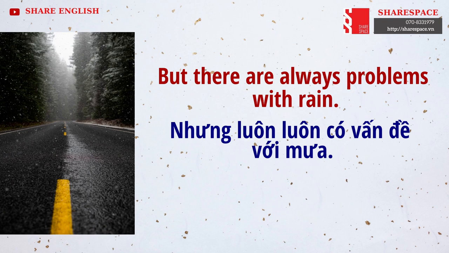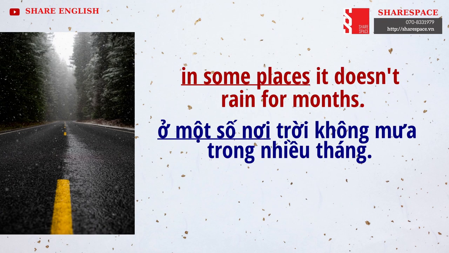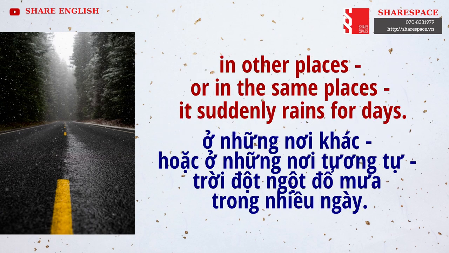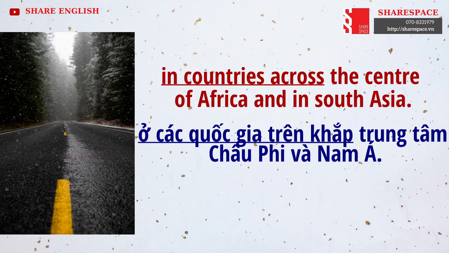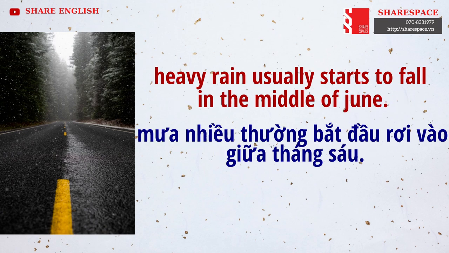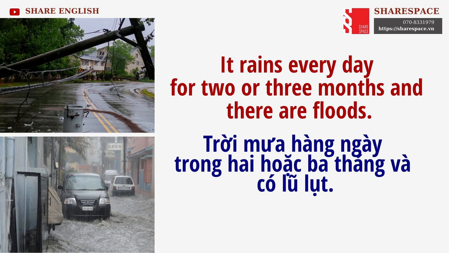But there are always problems with rain. In some places, it doesn't rain for months. In other places, or in the same places, it suddenly rains for days. In countries across the center of Africa and in South Asia, heavy rain usually starts to fall in the middle of June. It rains every day for 2 or 3 months, and there are floods.